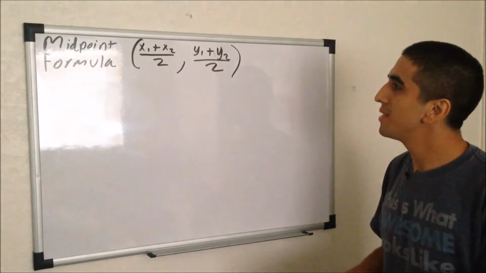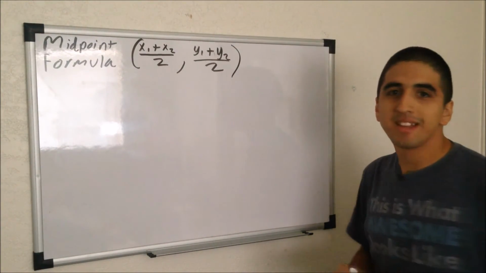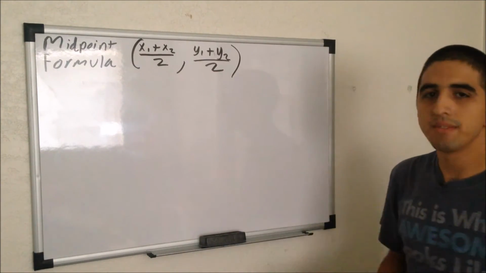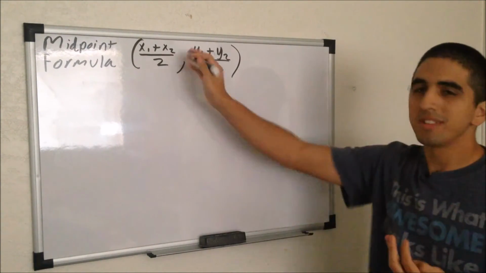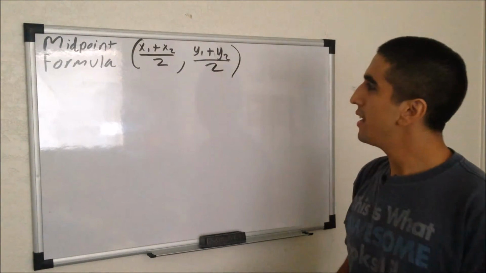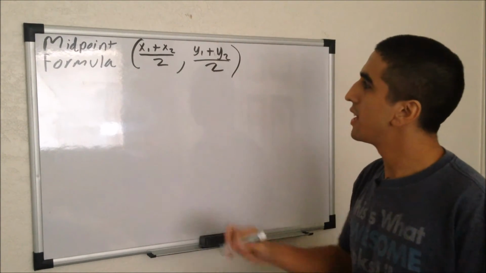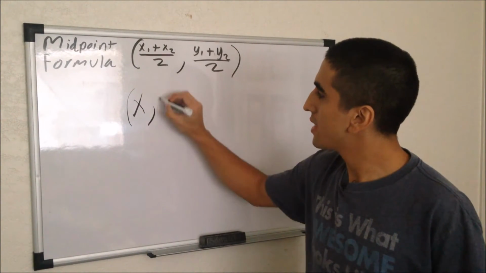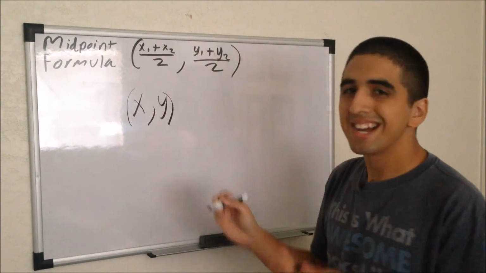Hello! So today we're going to be discussing the midpoint formula and its applications. So let's start off by just kind of explaining what all this means. First thing, this looks very similar to the rectangle coordinates x comma y, correct? It's because it kind of is.